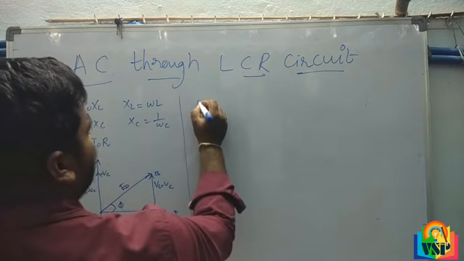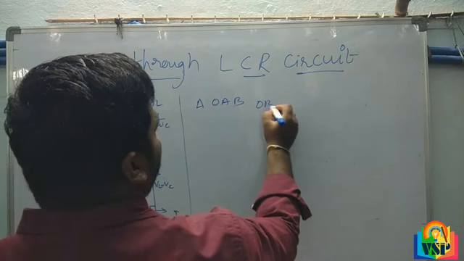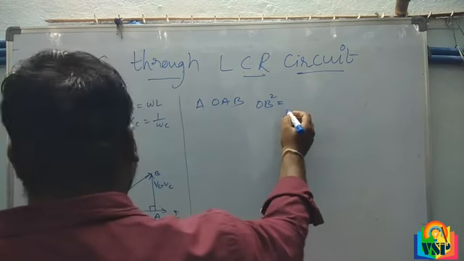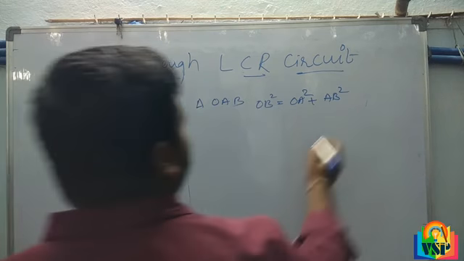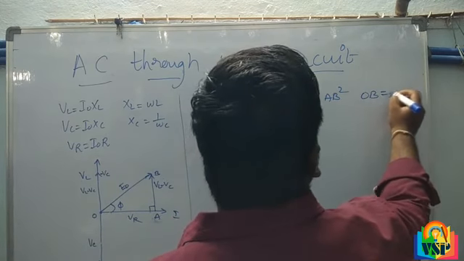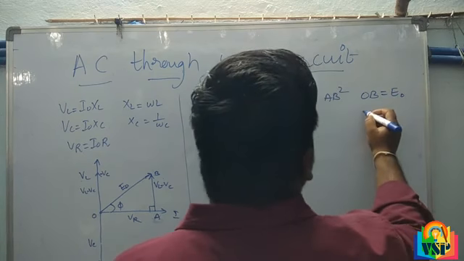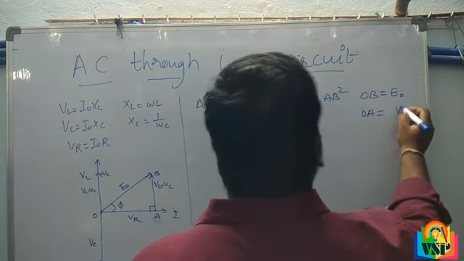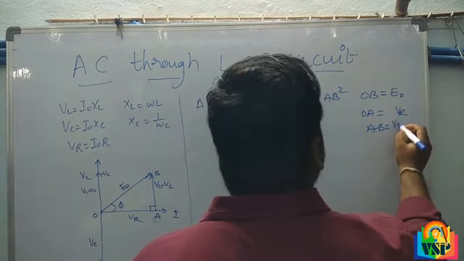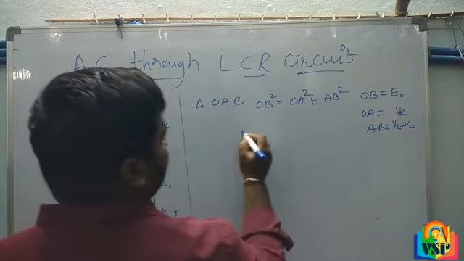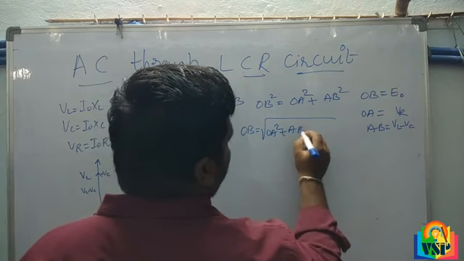Very important one. In right angle triangle OAB, OB square is equal to OA square plus AB square. Understand here, OB is equal to E0, so OB square is equal to E0 square. OA is equal to VR. AB is equal to VL minus VC. Understand? Be careful. Then OB is equal to root of OA square plus AB square.